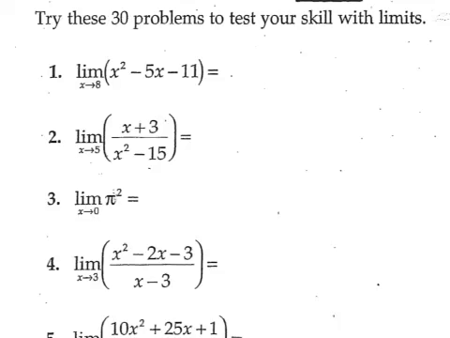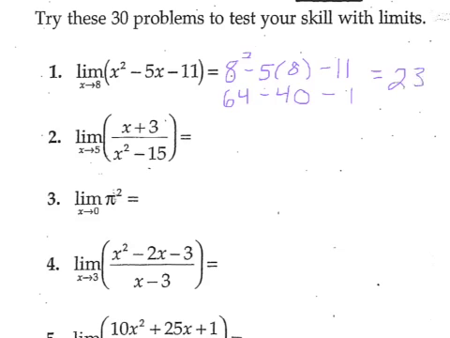Chapter 11 Test Review. Number 1, the limit as x approaches 8 of x squared minus 5x minus 11. In this problem, you have no problem just substituting 8 in, so this just requires us to substitute 8 in for x, and we get 64 minus 40 minus 1, so that would equal 23.